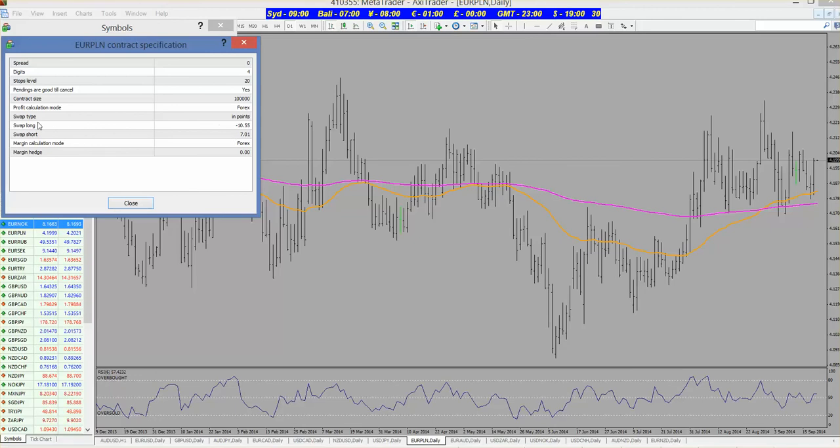So this is in points, which means this is basically 1.05 pips or 10 points, but 1.05 pips is your swap rate per day based on the face value. So if your contract size is 100,000, then it's basically $10 a day.